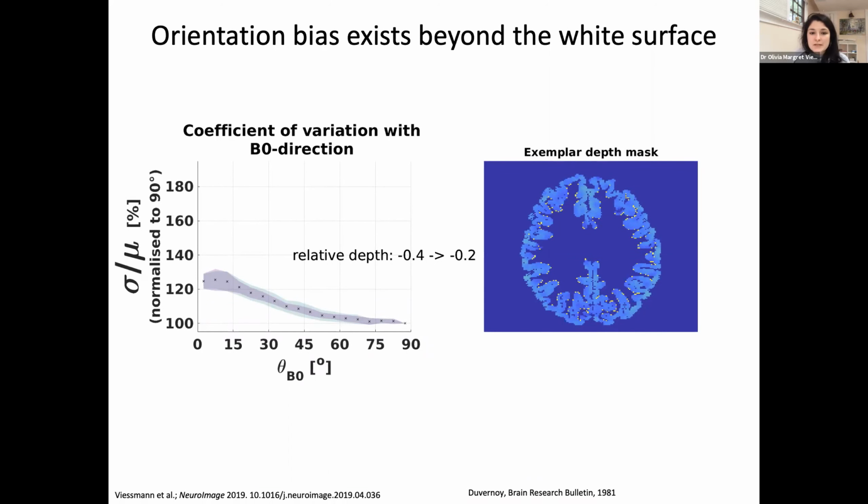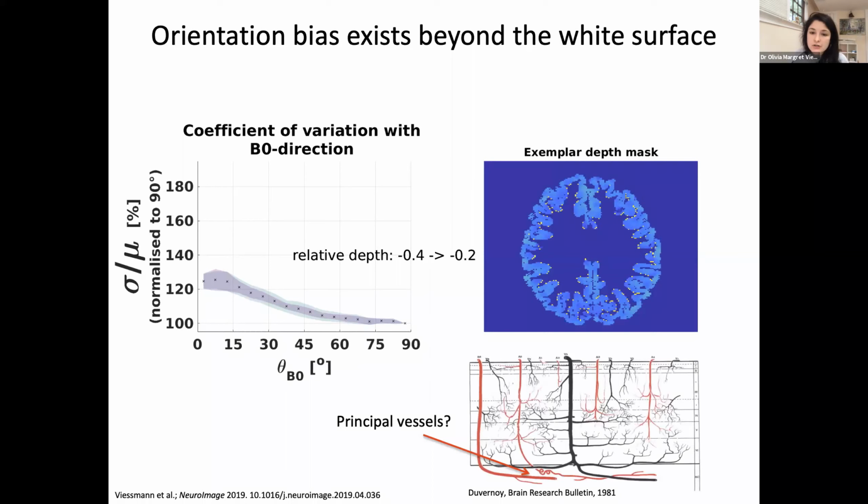And we were a little bit confused what was happening here. And you can see here, we really took care that these yellow voxels, our mask, are not accidentally sampling from the opposite bank. So we're not going back into the cortex on the other side. These are really voxels that have their center in the white matter. And we went back to some classical literature. We suspect that this might be an orientation signature of so-called principal vessels.